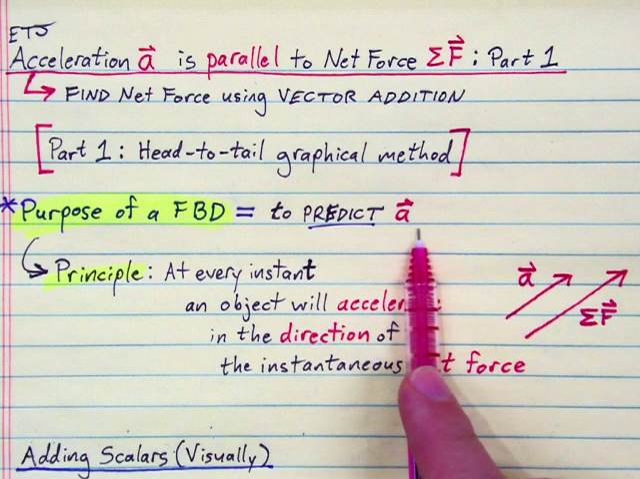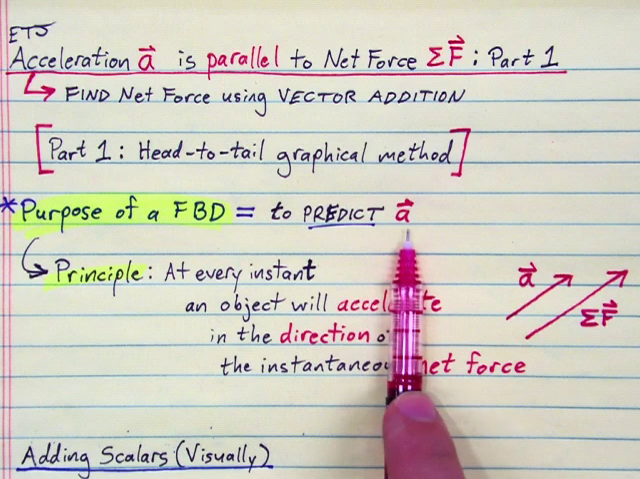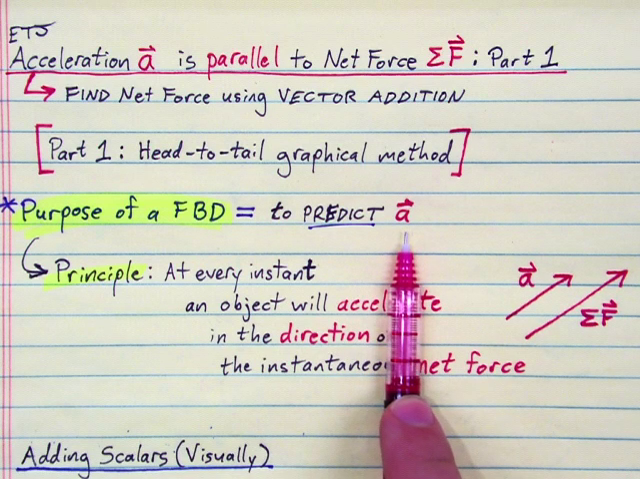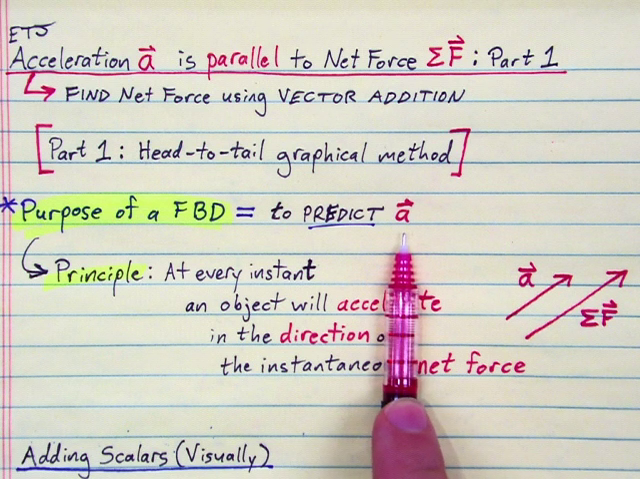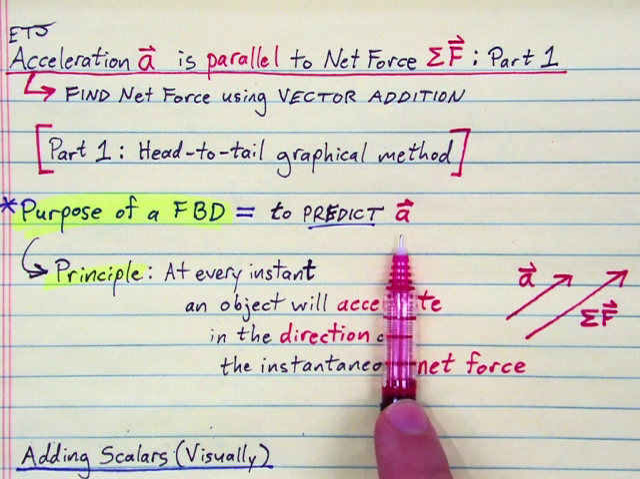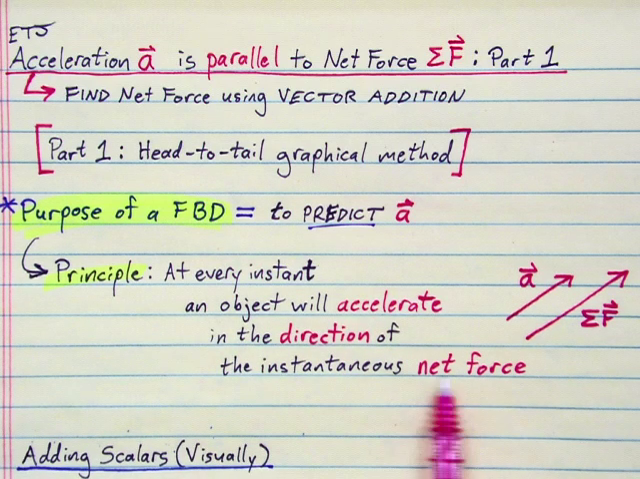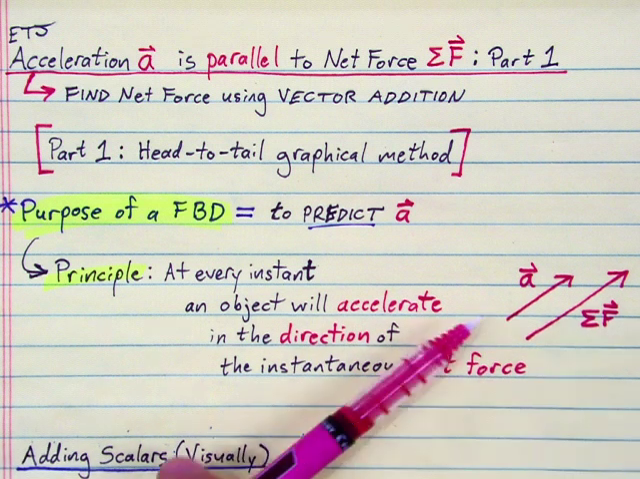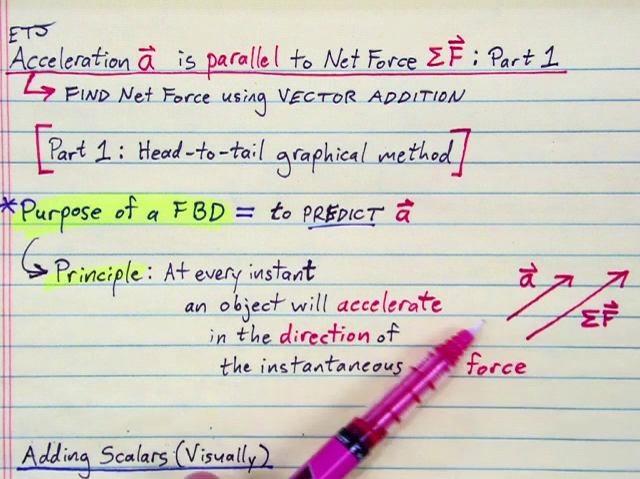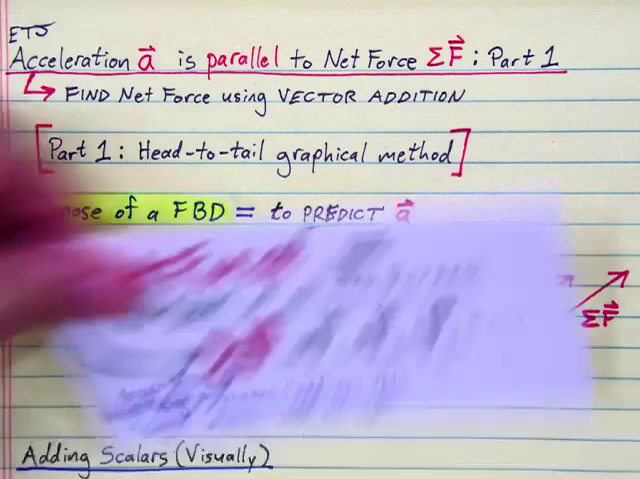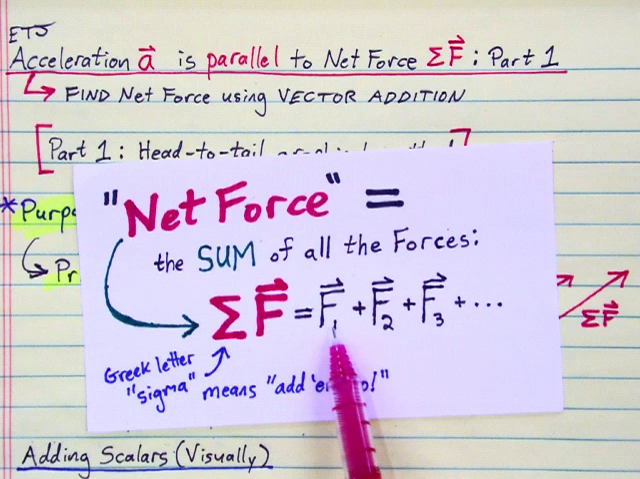Taking Newton's first law a step further, observational evidence informs us that interactions cause acceleration, and that more specifically when interactions are modeled as forces, which are vectors that can add up or cancel out, at every instant an object will accelerate in the direction of the instantaneous net force. Your acceleration and net force vectors are always parallel. Net force, recall, is the sum of all the forces acting at that instant.